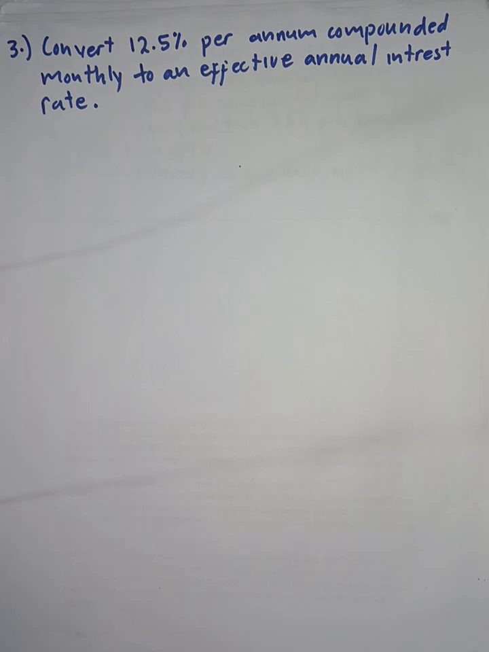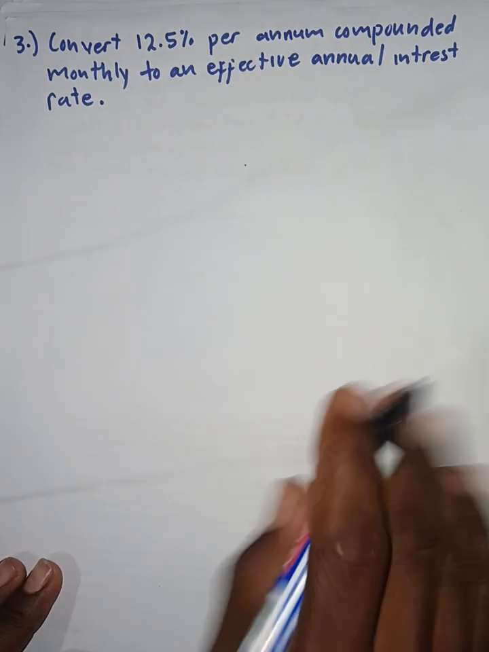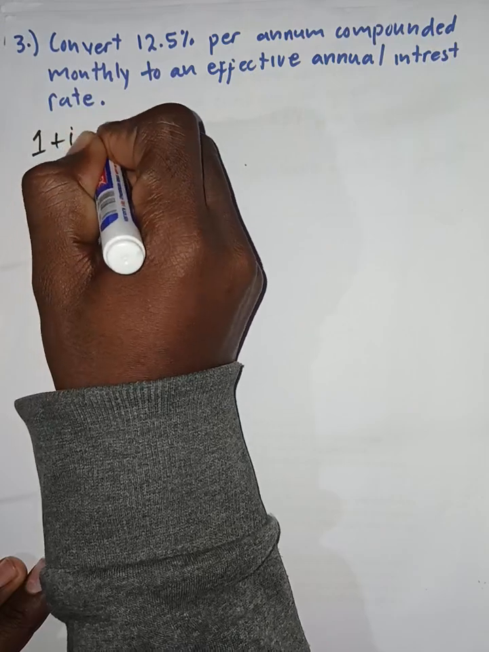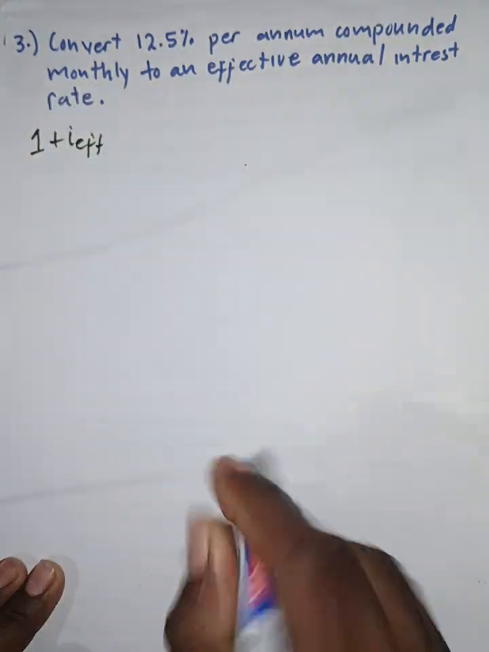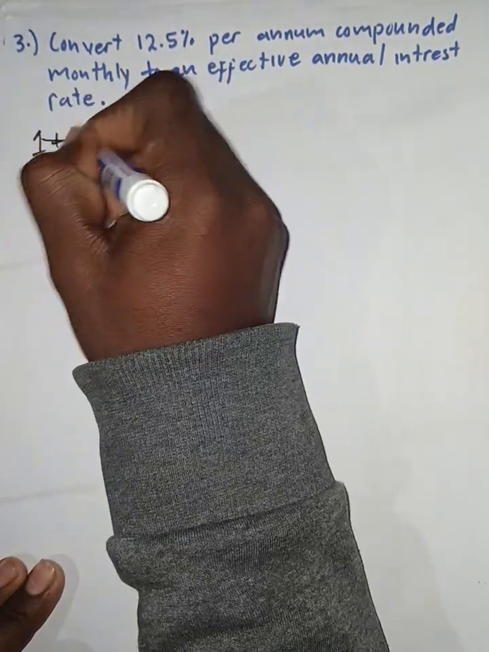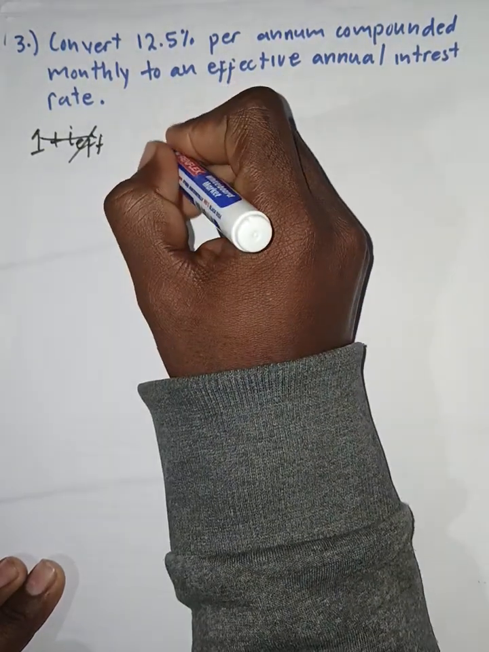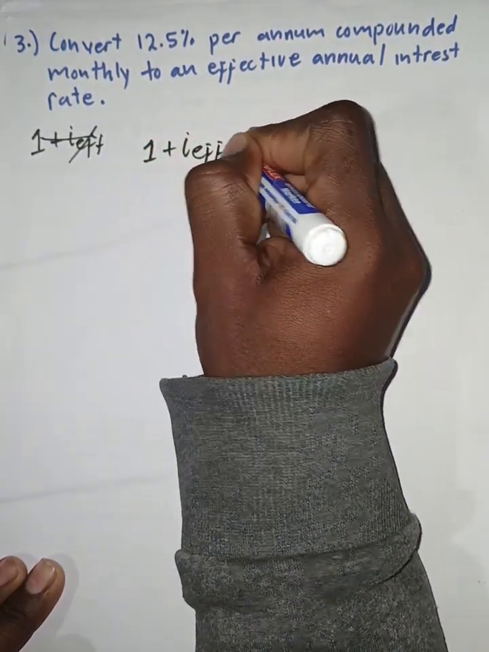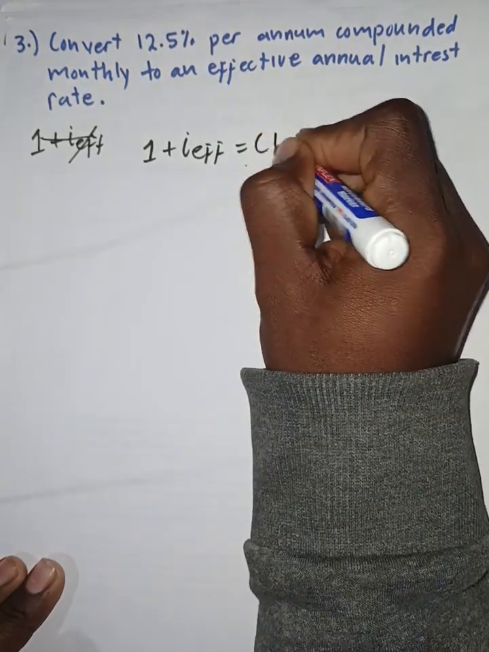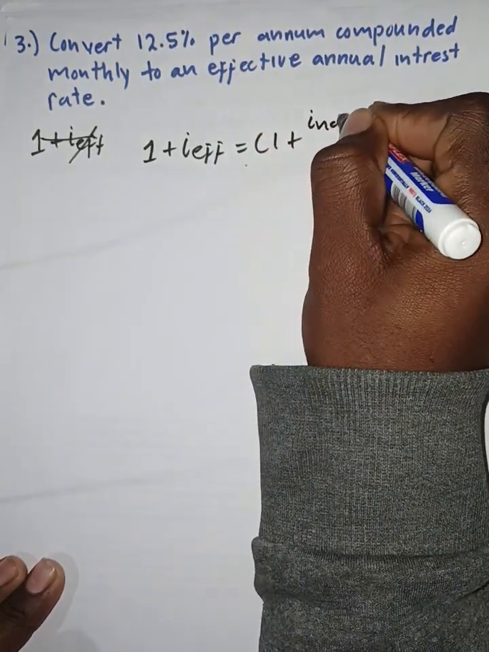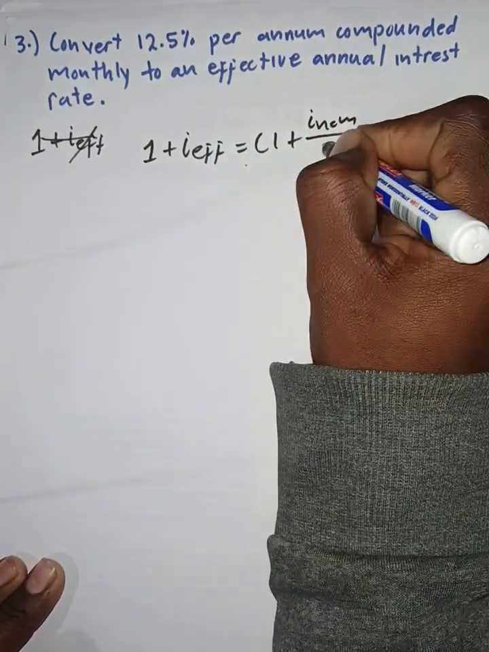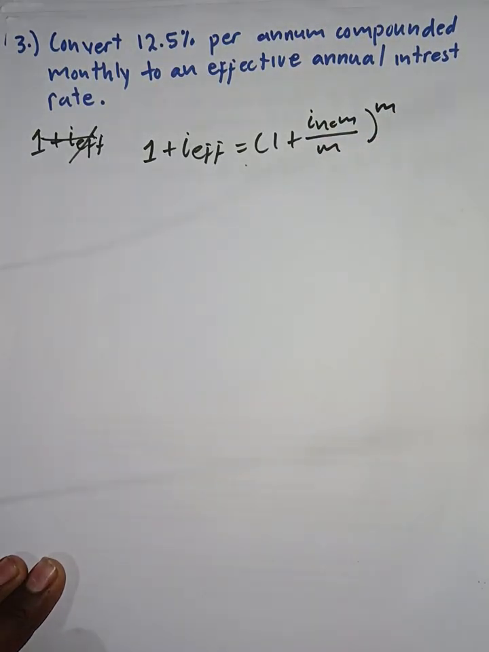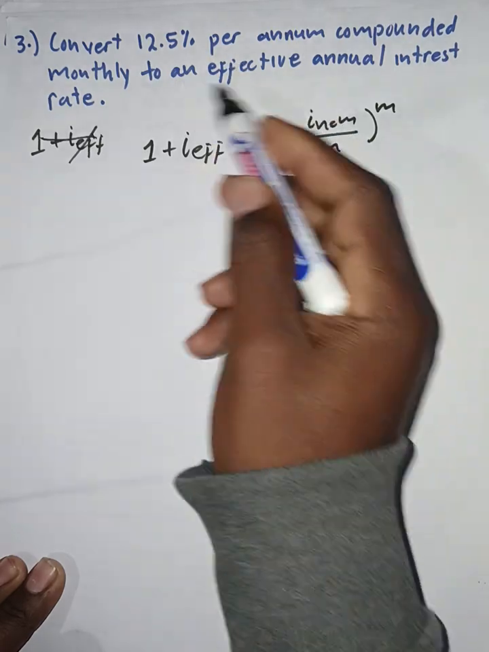So again, we can use the same formula, which says 1 plus i effective. Of course, in this case, we are looking for i effective. So that will be 1 plus i effective equal to 1 plus i norm, to the power m. Now remember, they gave us the nominal interest rate.